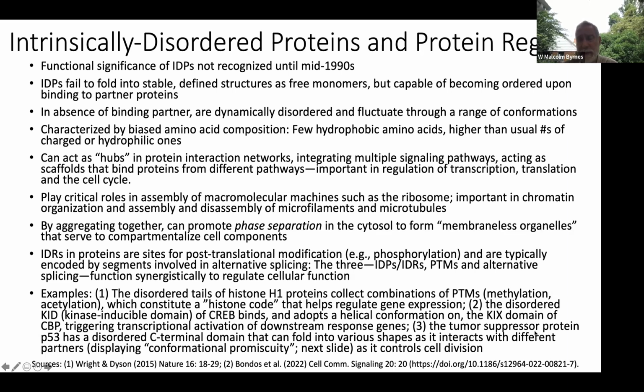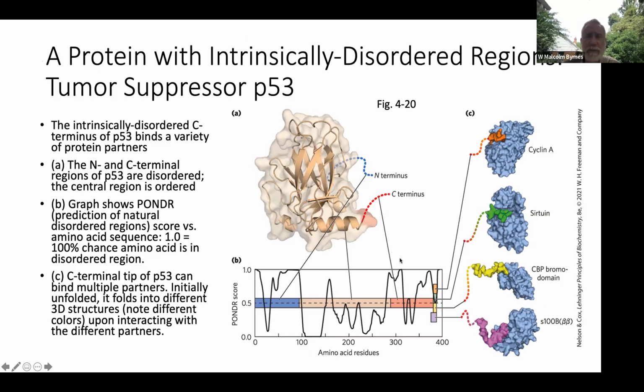Let's take a look at that in particular with P53. So tumor suppressor P53 is shown here, its structure. It has a disordered amino terminus and a disordered carboxyl terminus. And that's shown in this PONDR, P-O-N-D-R, prediction of natural disordered regions, graph for the protein. When a PONDR score is 1, that means there's a 100% chance that this particular amino acid is in a disordered region. So you can see here that there's, in general, a disordered region at the amino terminus, sort of bifurcated by an ordered segment, and then a central region, which is ordered, and then a disordered C-terminal region.